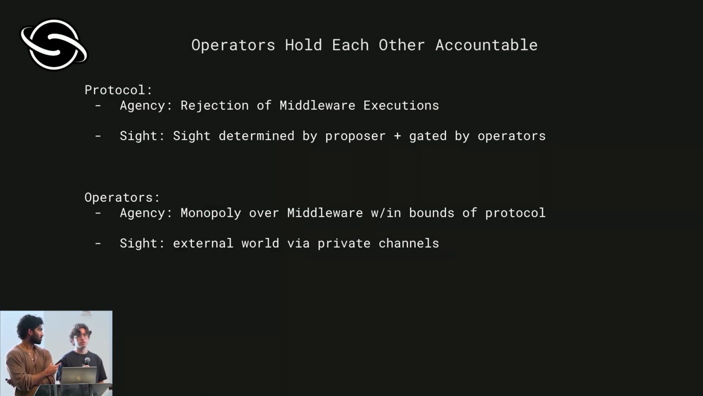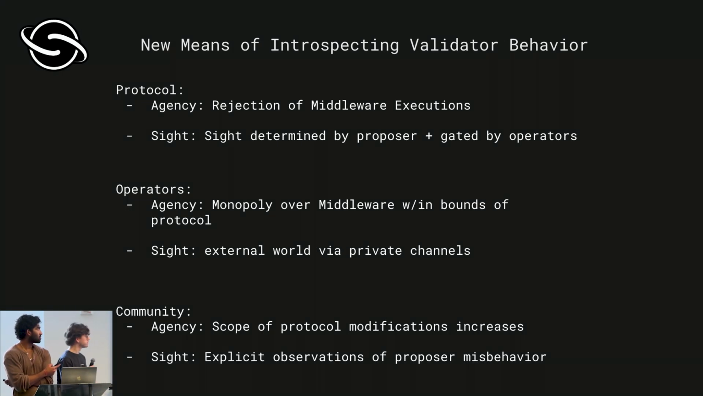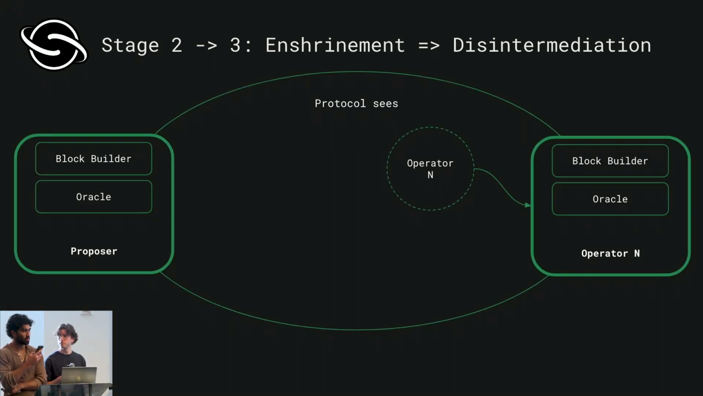Other operators can still enter into private agreements with third parties or private channels. And the community now essentially has more introspection to the outside world solely through the lens of the proposer. However, they are also able to effectively see any sort of misbehavior that a proposer might have with the specifically enshrined middleware.